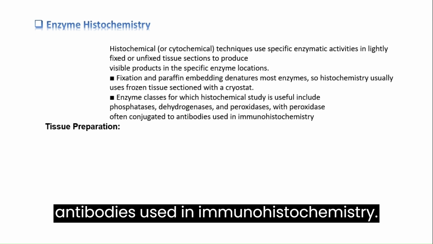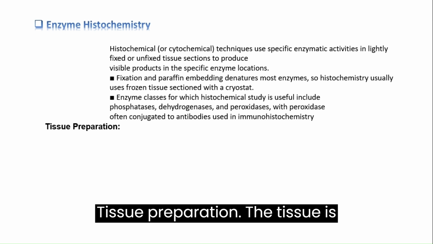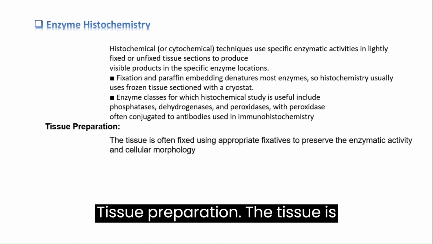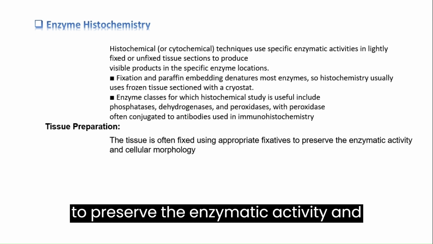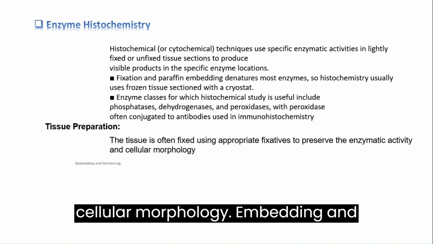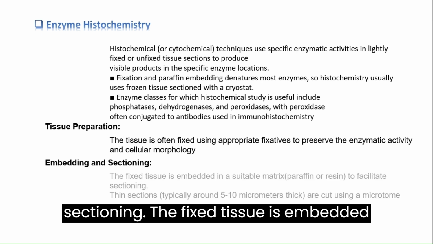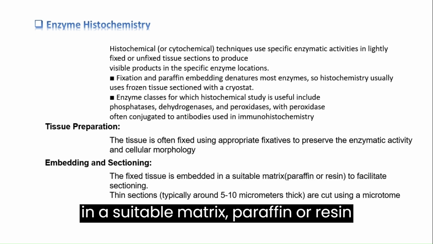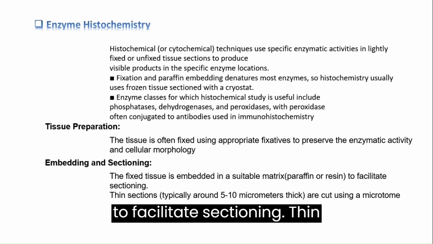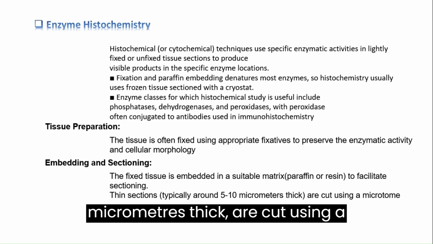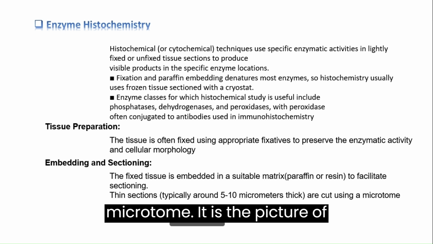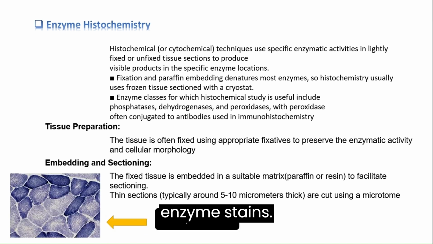in immunohistochemistry. Tissue preparation. The tissue is often fixed using appropriate fixatives to preserve the enzymatic activity and cellular morphology. Embedding and sectioning. The fixed tissue is embedded in a suitable matrix, paraffin or resin, to facilitate sectioning. Thin sections, typically around 5 to 10 micrometers thick, are cut using a microtome. It is the picture of enzyme stains.